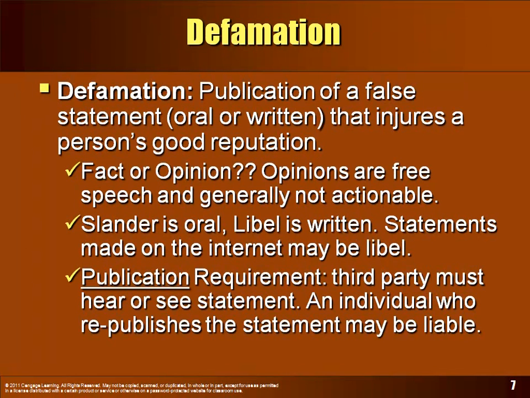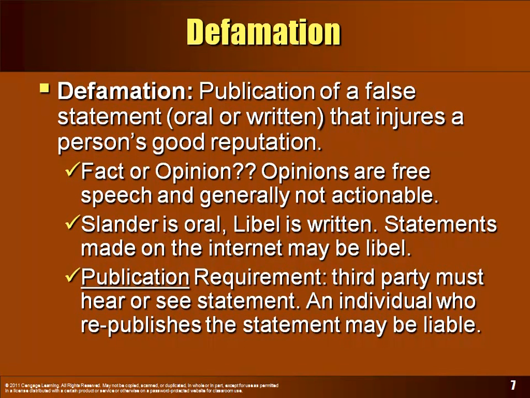Defamation. You guys have probably heard of this. Slander or libel. So, publication of a false statement, oral or written, that injures a person's good reputation. Again, see how loaded that is? There's all kinds of words in there that could be an out.